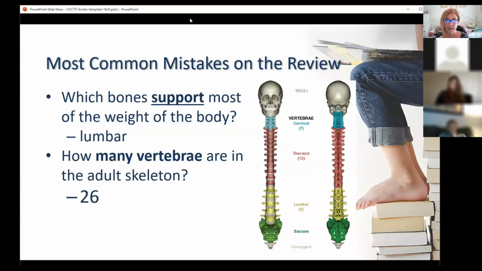How many vertebrae are in the adult skeleton? A lot of you put 33. I'm looking for 26. So in the baby you have, or in the fetus, you have 5 sacrum and 4 coccygeal. But they fuse into 1 sacrum and 1 coccygeal. And so that's how we get 26 instead of 33.